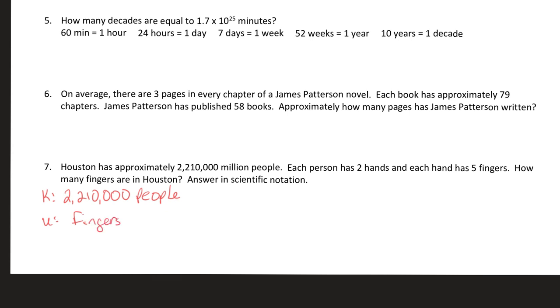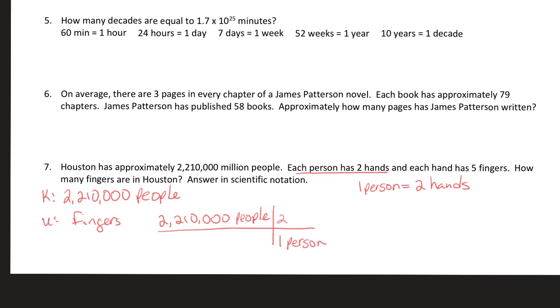So I'm going to start with my factor label table with my known, people. If I have people on the top, I'm going to need people on the bottom. So if I look here, each person has 2 hands. Well, that's a conversion factor. So 1 person equals 2 hands. So now I have hands on the top. I'm going to need hands on the bottom.